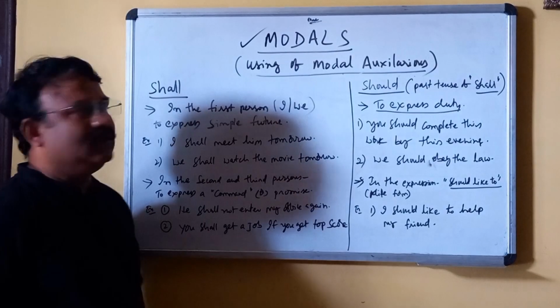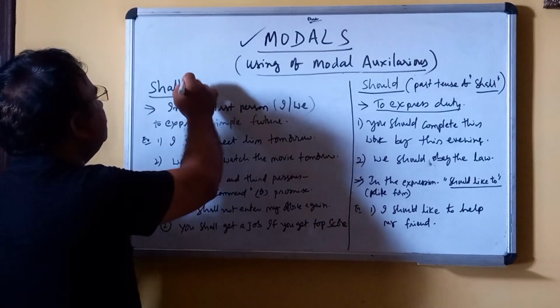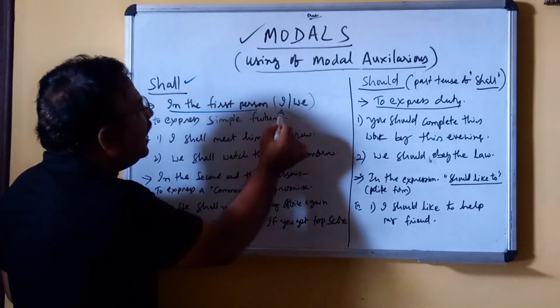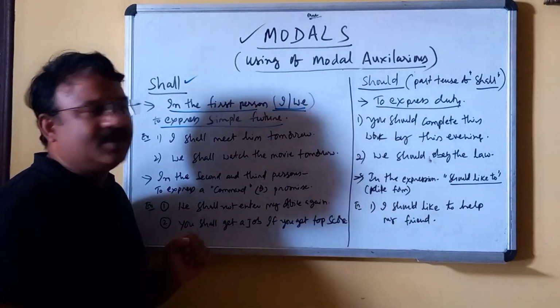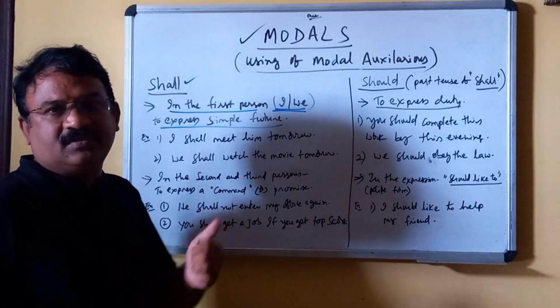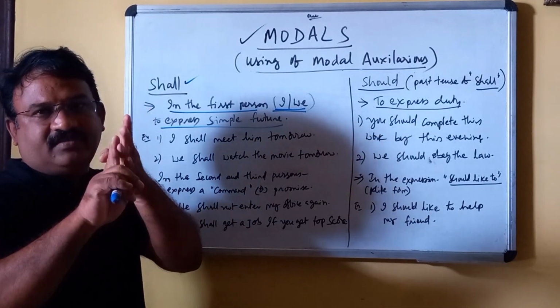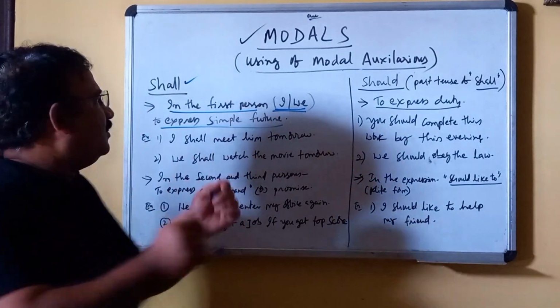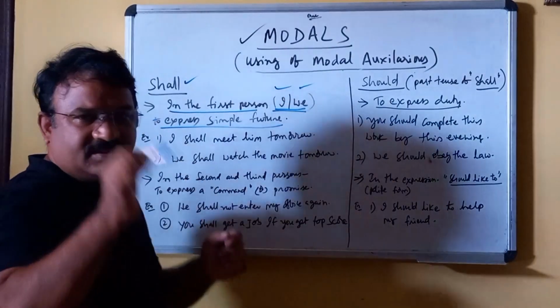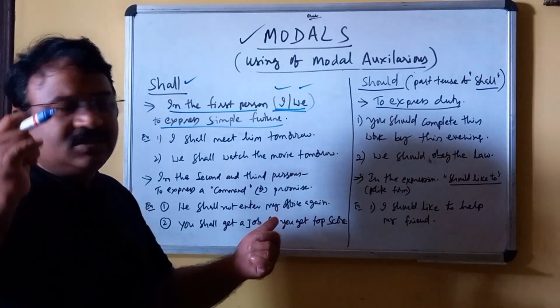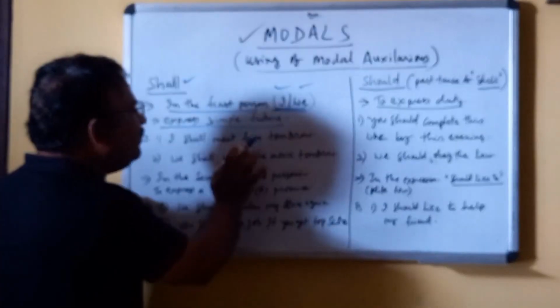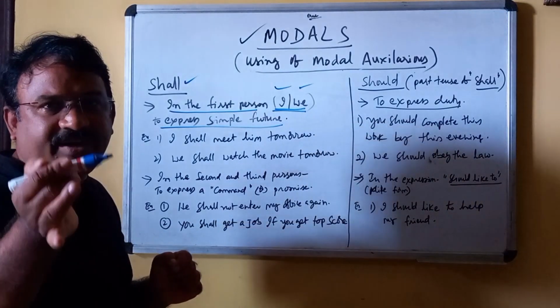Now we are going to discuss modal auxiliaries in detail. Now we're discussing shall. In the first person, I or we, to express simple future, we have to use shall. For example, I shall meet him tomorrow.